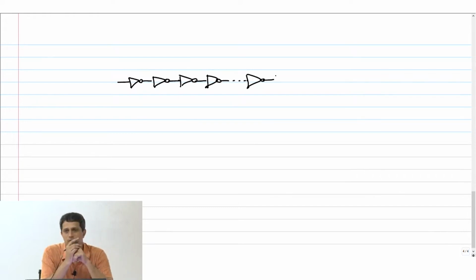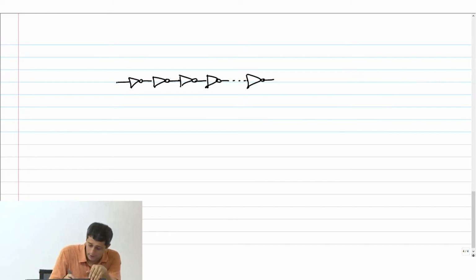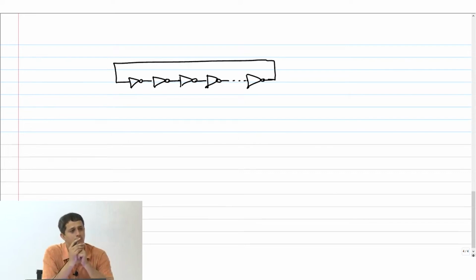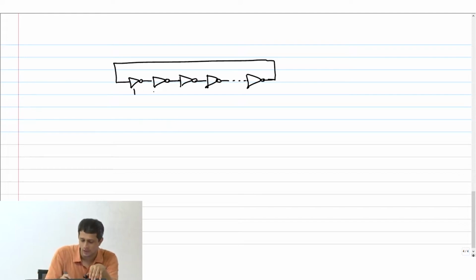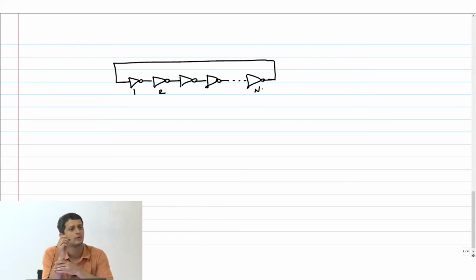I have a chain of inverters like this. Now, what if I just connect the output of the last inverter back to its input? What do you think will happen? So what happens if n number of inverters, 1, 2, n? If n is 2, what will happen? It will basically just remain at whatever state it comes to, right?